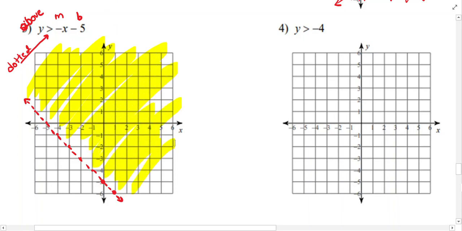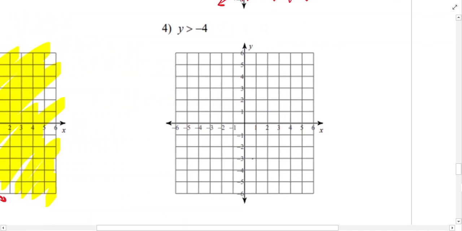All right, so all the solutions are going to be found in the shaded area, but not on the line, because that means the solutions are above this line. So the points on the line are not included. Okay, this one, y greater than -4. So this is going to be a horizontal line, and it's going to be shaded, dotted. And the shading is going to be above because it says greater than.